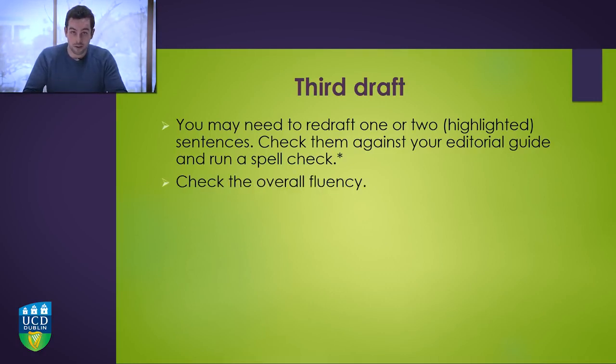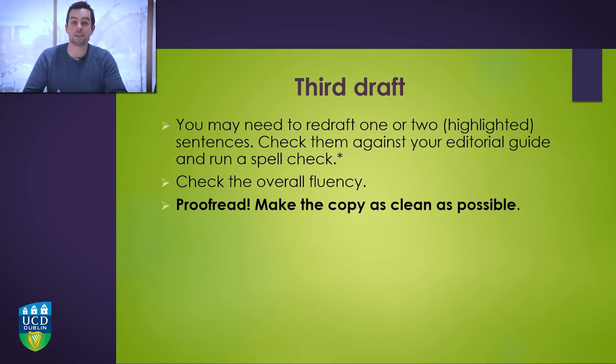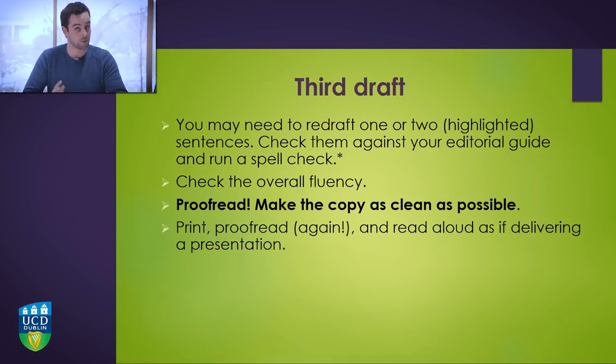Check the overall fluency of the piece one more time, just reading it through, making sure everything is in place where it should be. And then proofread it again. Make the copy as clean as possible. And then you've got to print it, proofread the printed version, and read it aloud as if delivering a presentation. This will allow you to hear the inconsistencies. You'll be able to hear the sentences that aren't structured properly.